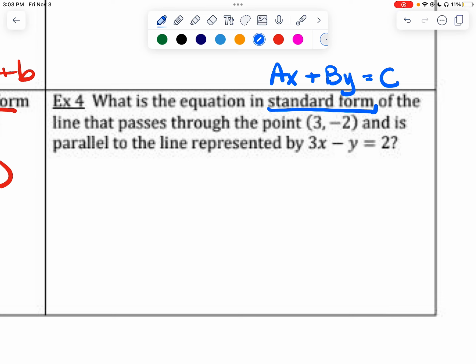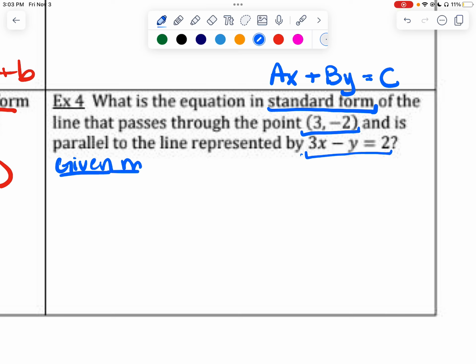So what is the equation in standard form of the line that passes through the point they do give me, (3, -2), and is parallel to the line represented by 3x - y = 2? Okay, so we've got several things to do. First of all, I need slope, right? I need my given slope.